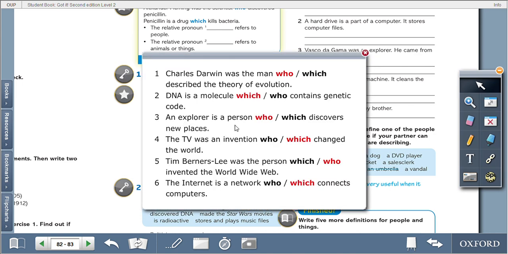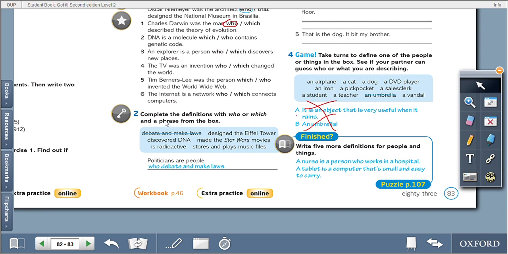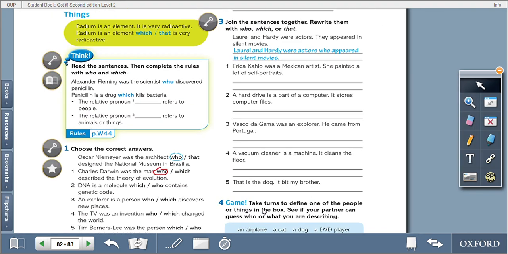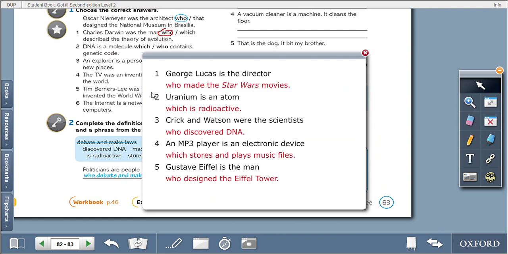An explorer is a person who discovers new places. The TV was an invention which changed the world. Tim Berners-Lee was the person who invented the World Wide Web. The internet is a network which connects computers. Right? Perfect. Then we have this activity. It says complete the definition with who or which in a phrase from the box. So, here you have the answers for that activity.